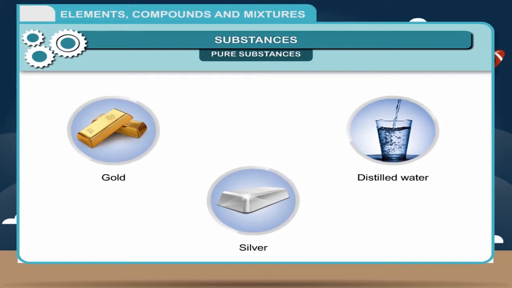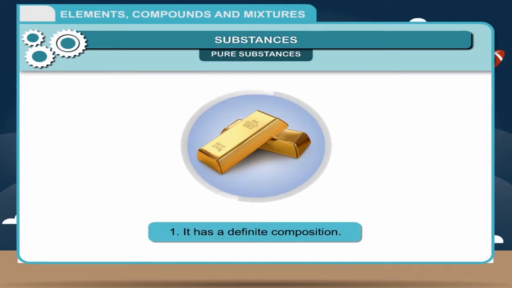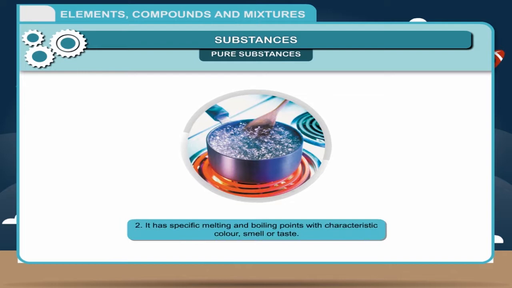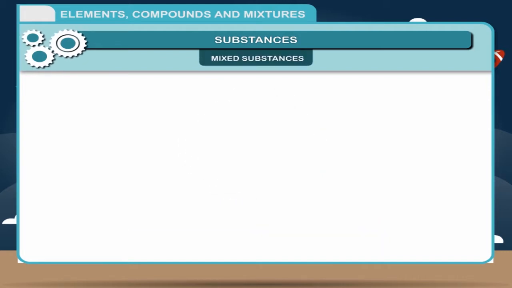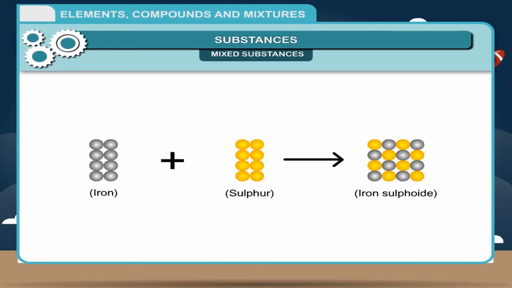Examples: gold, silver, distilled water, etc. Characteristics of pure substances. 1. It has a definite composition. 2. It has specific melting and boiling points with characteristic color, smell, or taste. Mixed substances. A mixture is formed by simply mixing 2 or more different components. In a mixture, all different components retain their individual properties. Example: soil, air, etc.